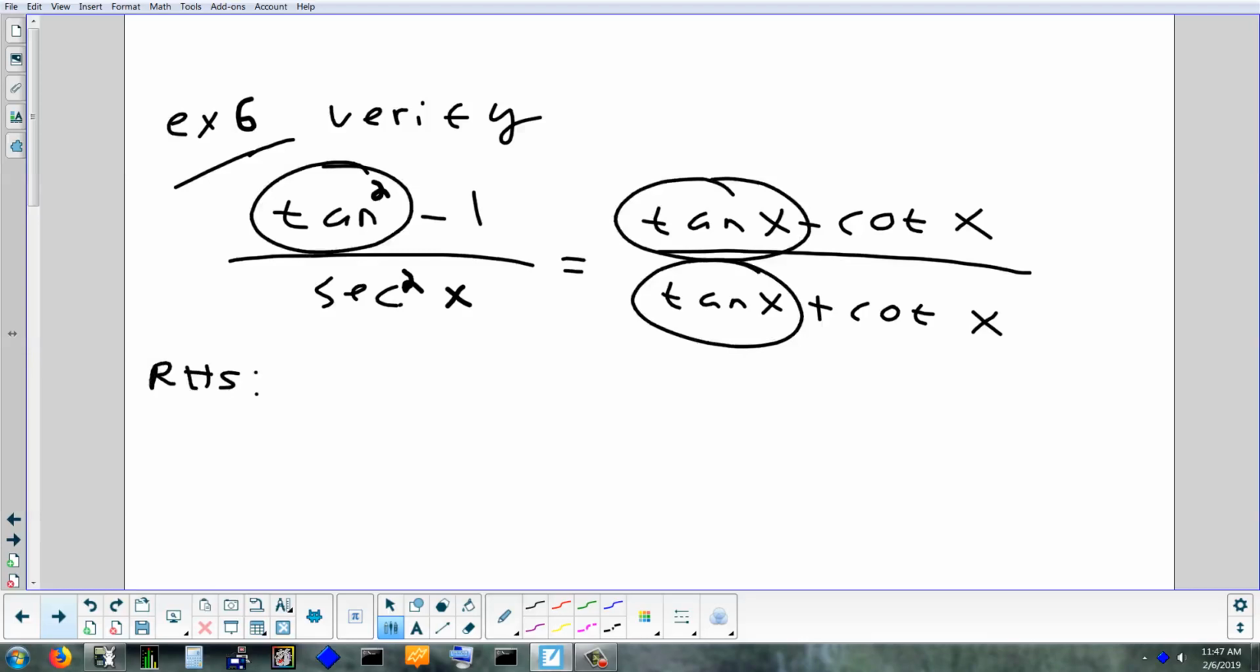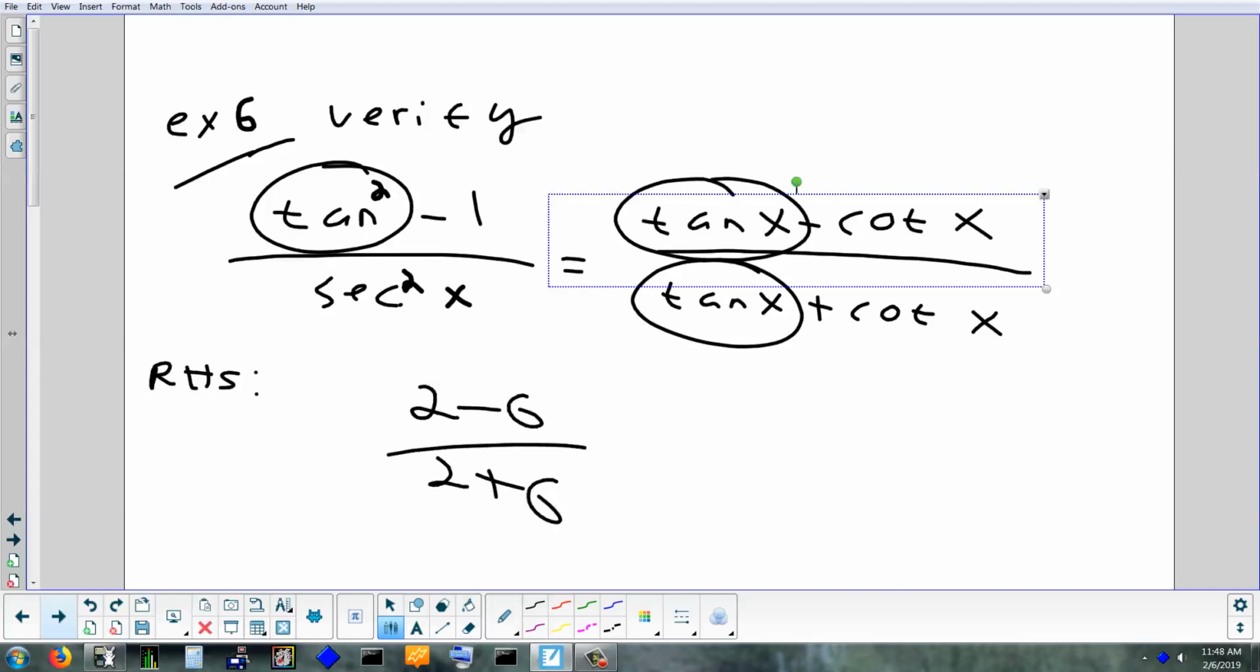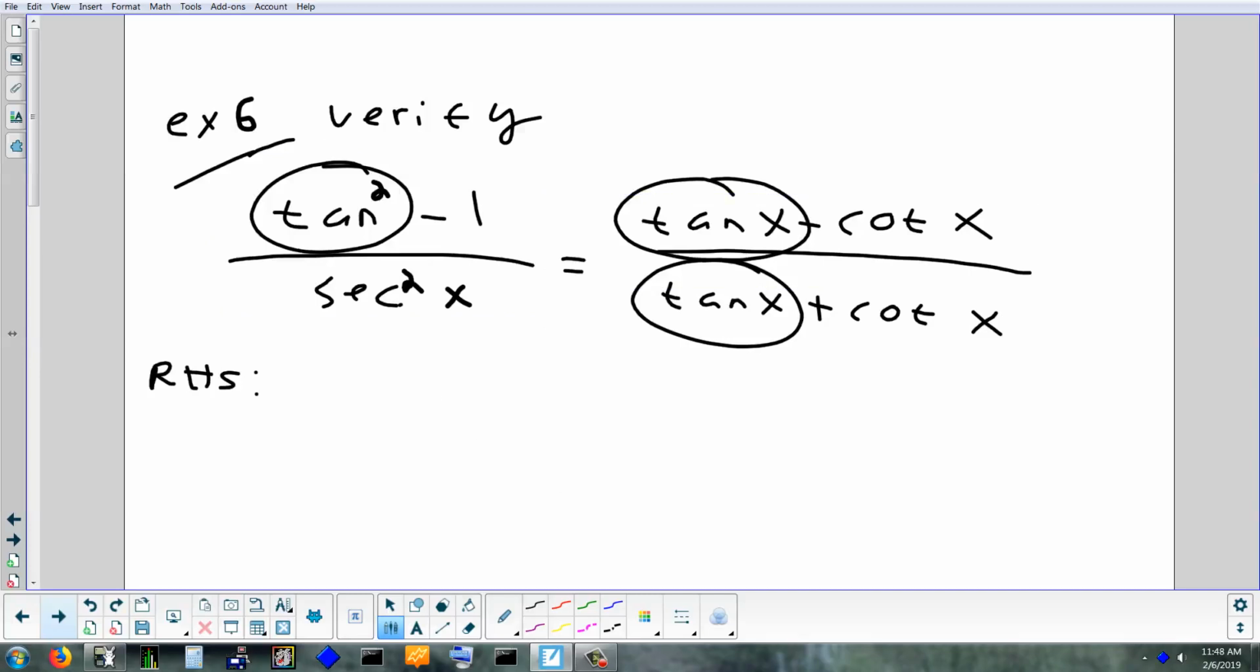But I have cotangents on the right. I don't see any cotangents on the left. So let's get rid of the cotangents. Do they cancel out on the right? No, because it's addition and subtraction. It's kind of like if you had 2 minus 6 over 2 plus 6. You can't just say that the answer is 2 divided by 2. It doesn't work. But if it did, that would have been nice. It would have been phenomenal.